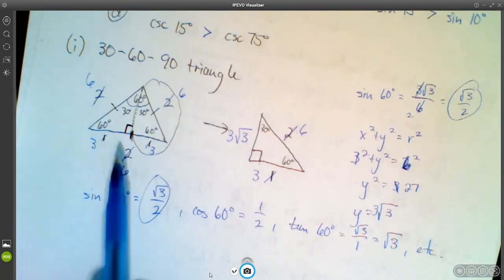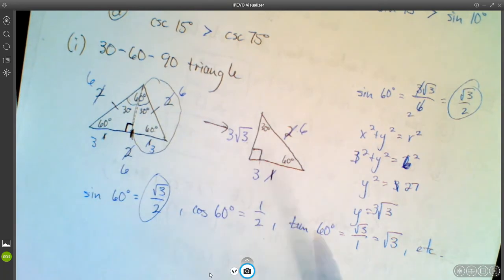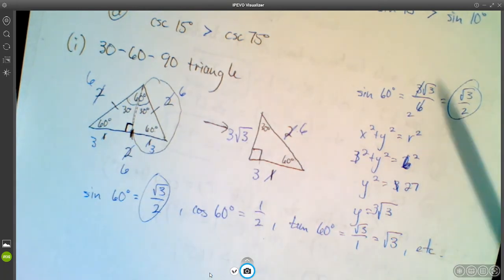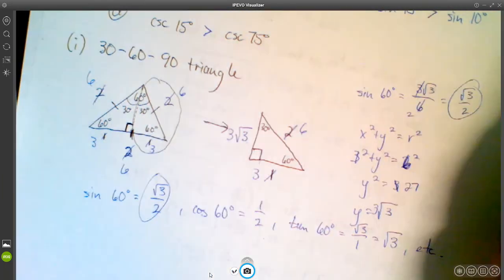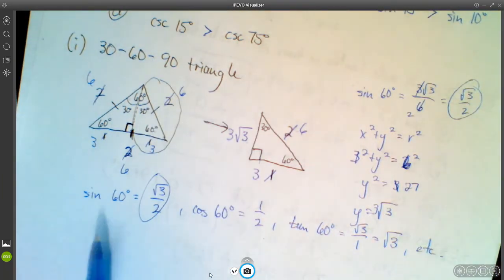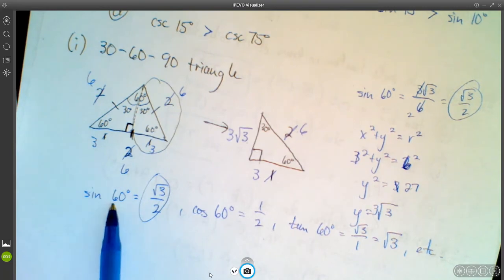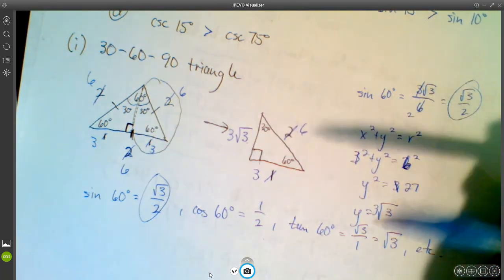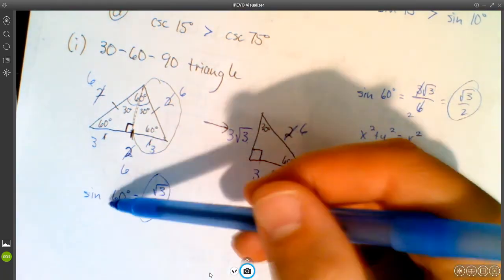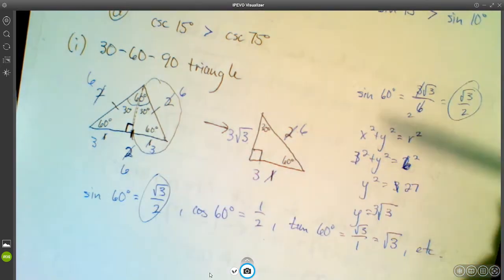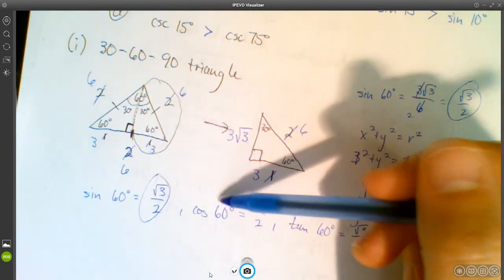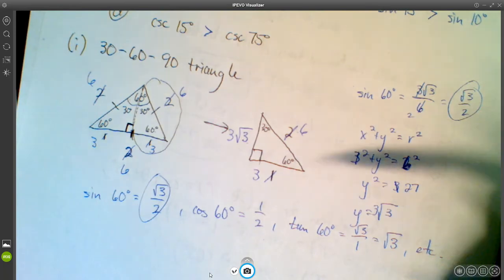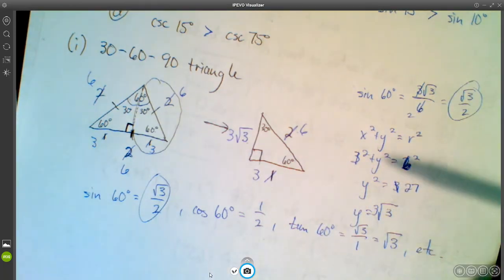So it doesn't matter what number you start with. I started with 2 because it makes the math easier, because you don't end up having to do any reducing if you start with 2. But any number will work. So what that tells me is that sine of 60 degrees is going to be root 3 over 2, regardless of how big the triangle is. Sine of 60 degrees is always going to be root 3 over 2. Cosine of 60 degrees is always going to be 1/2. Tangent of 60 degrees is always going to be root 3.